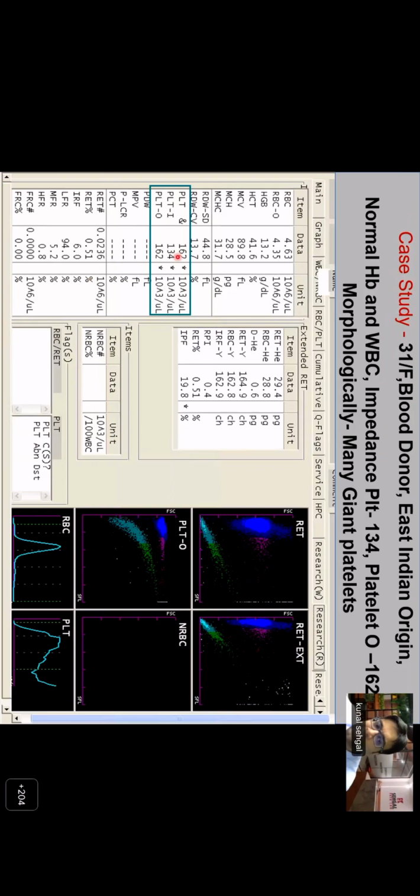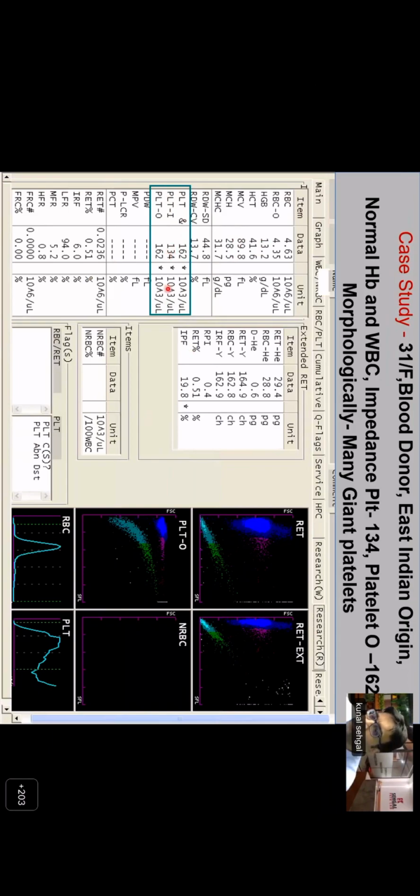If you see, the machine selected the optical count, which was 1,62,000. Here is the impedance count, 1,34,000. See the histogram. It is showing giant platelets. My MCV is 89.8, normal. Hemoglobin is normal. There is no microcytosis. The RBC curve is beautiful, so there is no reason for it to have microcytic RBCs.